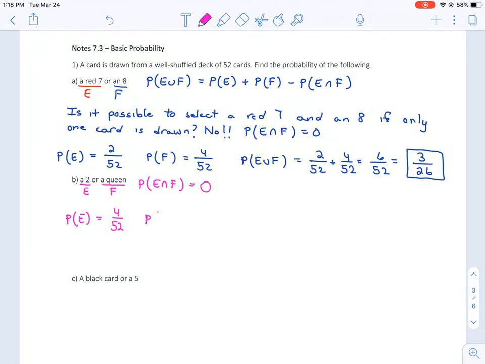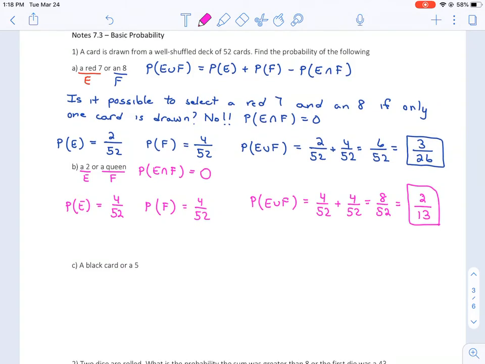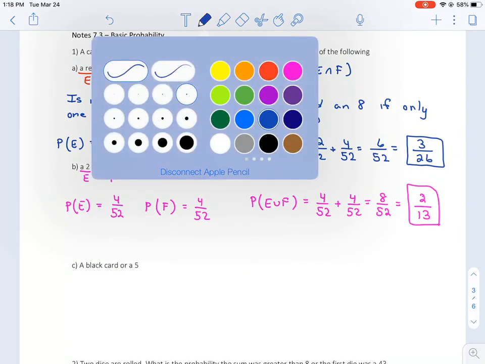The probability of selecting a queen is 4 out of 52. So the probability of selecting a 2 or a queen is 4 out of 52 plus 4 out of 52, which is 8 divided by 52. And when you reduce that, it will be 2 divided by 13. Question C.